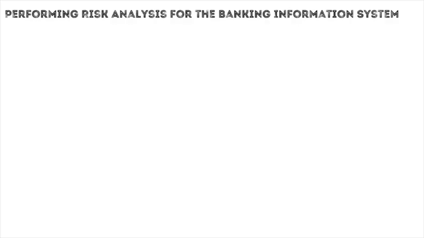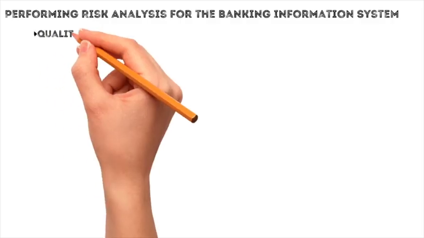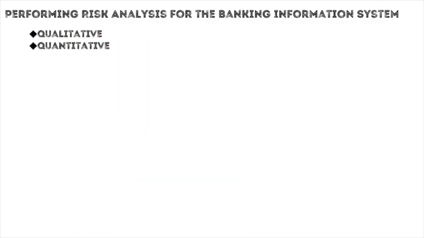Performing risk analysis for the banking information system. Now let's move to perform risk analysis for our sample banking information system. In this step, we analyze different types of threats that may affect the system and measure their impact in two ways: qualitatively, by judging how likely and how severe they are, and quantitatively, by calculating the financial loss using the annual loss expectancy, or ALE, formula.